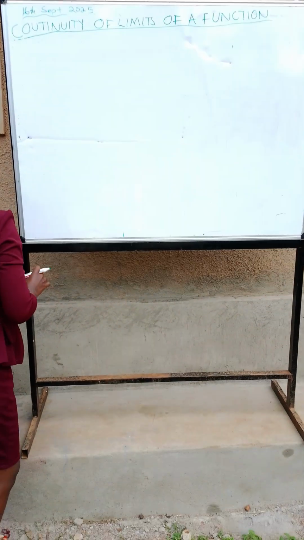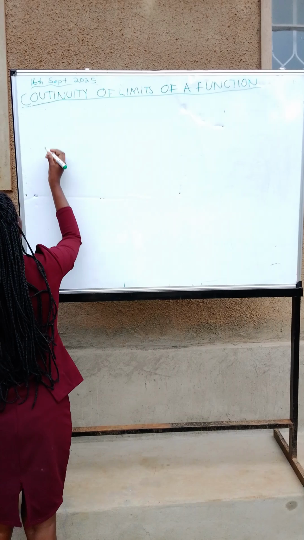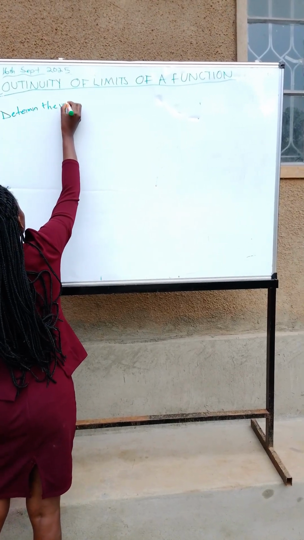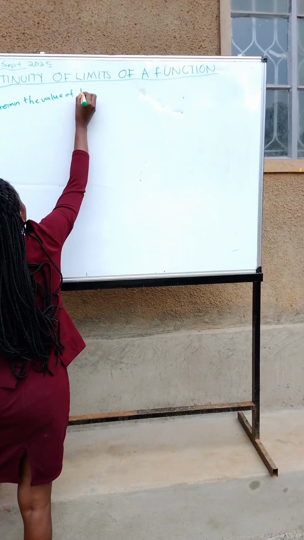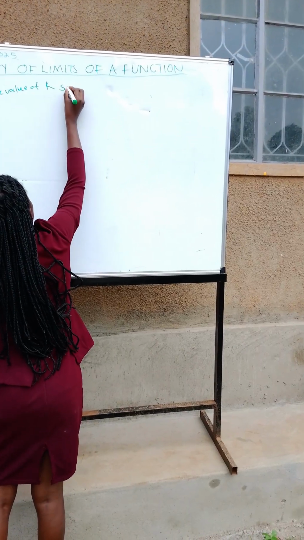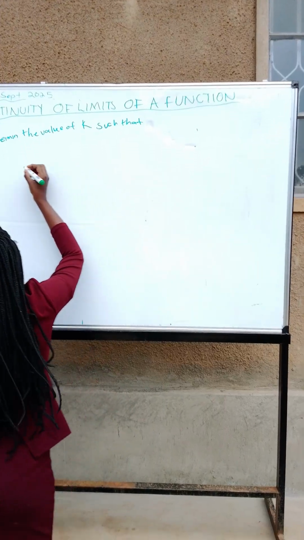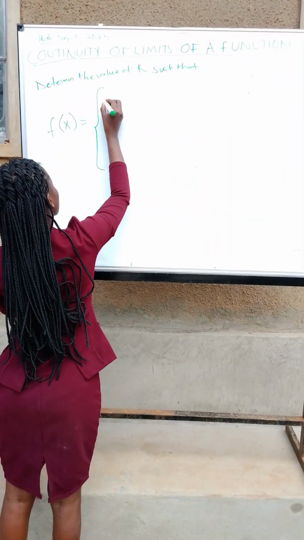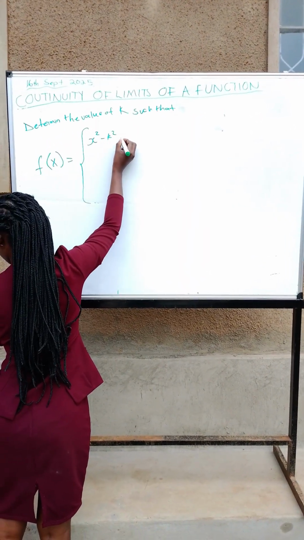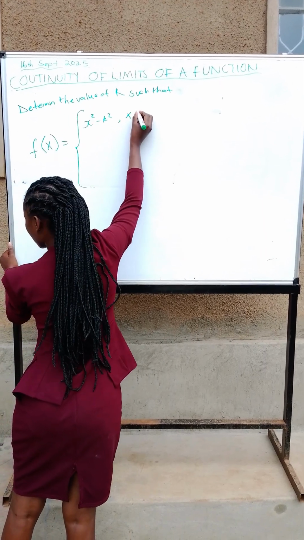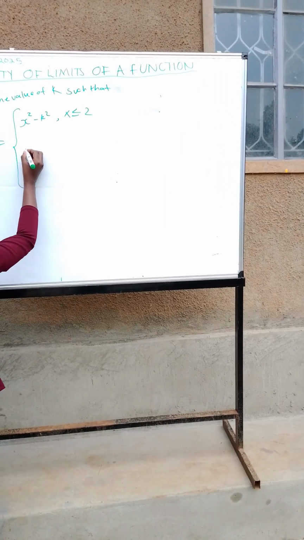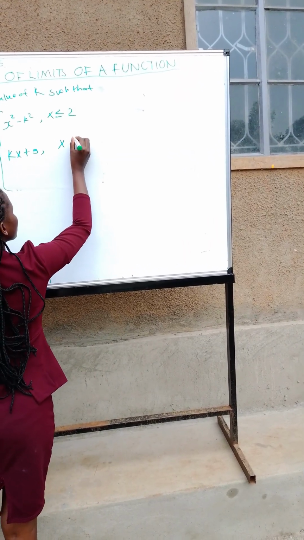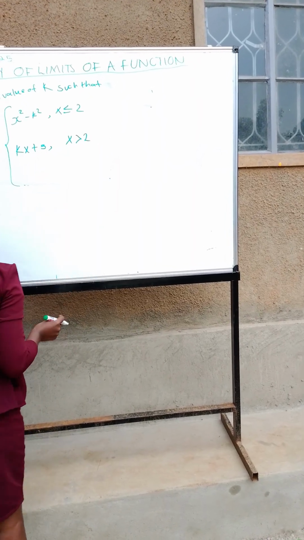The last example goes like this: determine the value of k such that f of x is equal to x squared minus k squared for x less than or equal to 2, and kx plus 5 for x greater than 2.